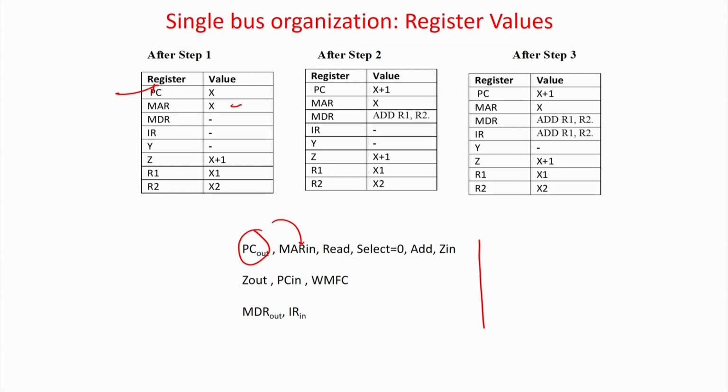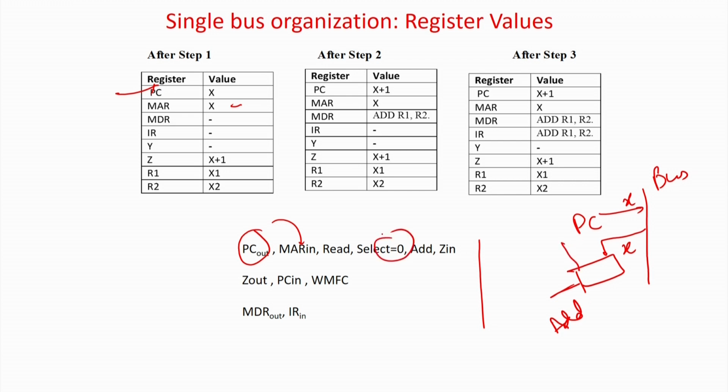So, what is going to happen? If you look at the architecture, this was your main bus, PC you are dumping over here, which has the value of x, and this is your ALU. So, x is going over here and you are making it add mode, correct, and you are saying that this select is equal to 0. Select equal to 0 means you are going to add a constant. So, it will be constant plus x.